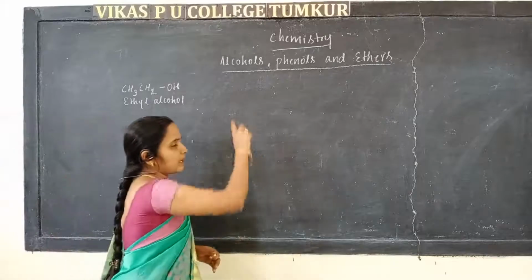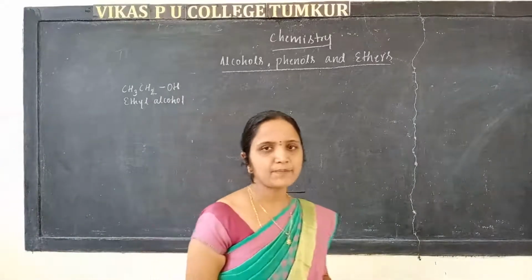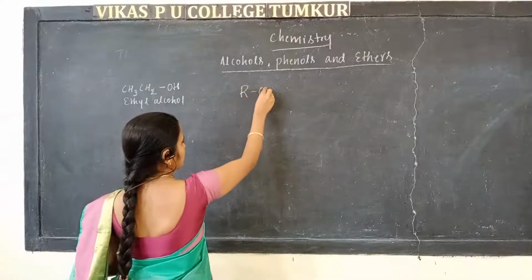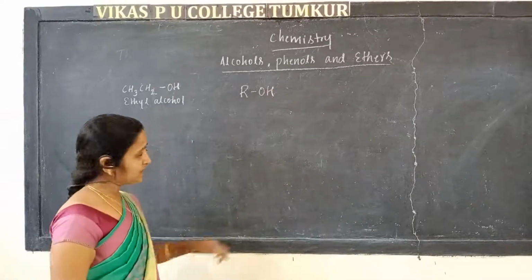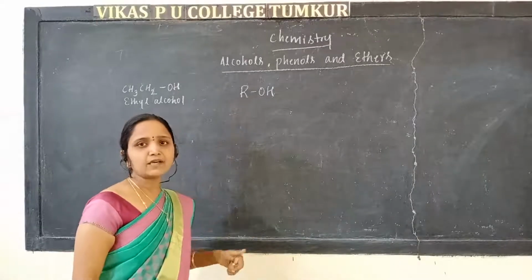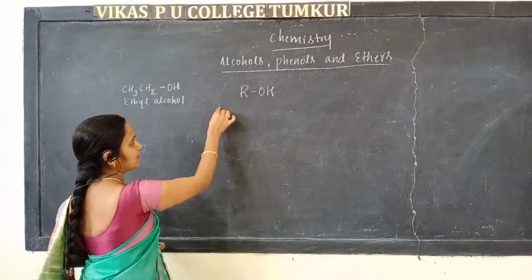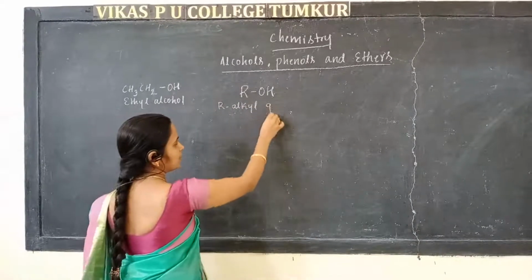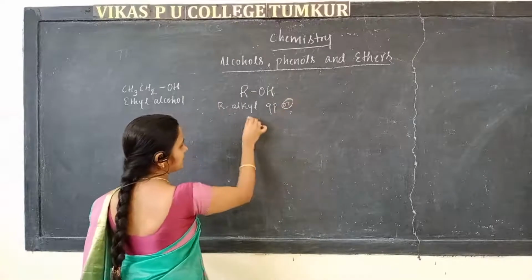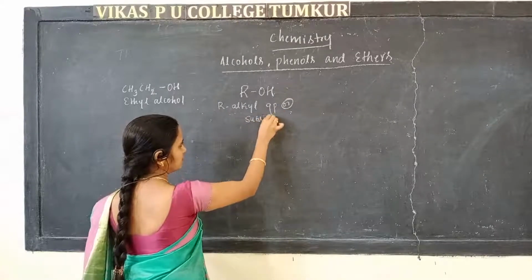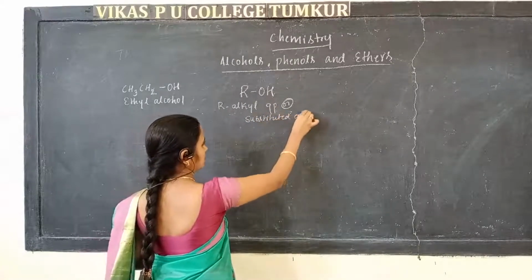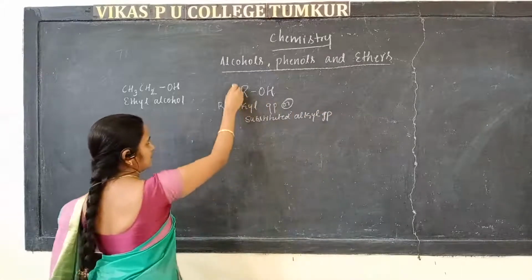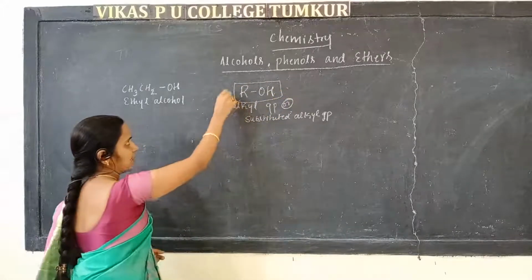Generally, alcohols are represented by the formula ROH. R is nothing but an alkyl group or a substituted alkyl group. This is the general representation of alcohols.